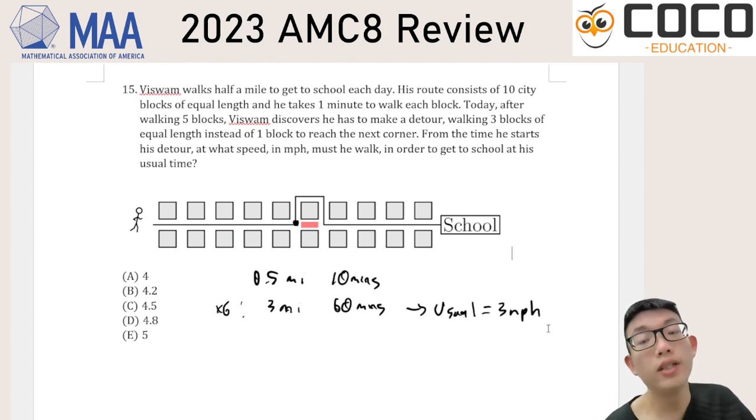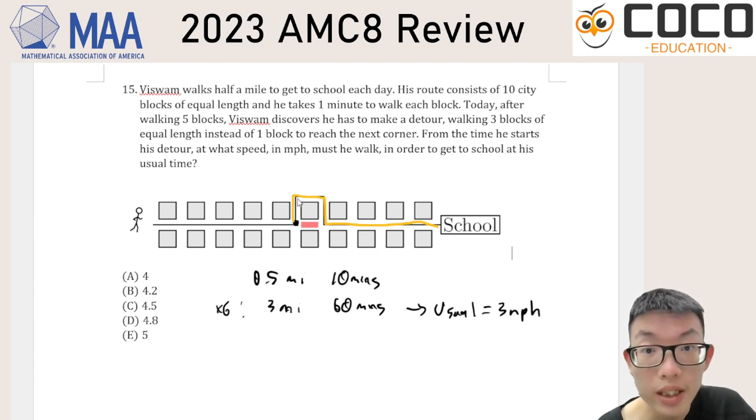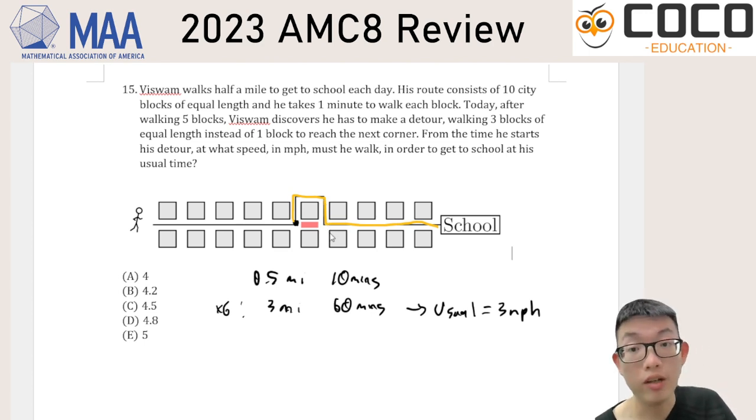Now, he is going to be walking at the usual speed for the first half. So after walking 5 blocks, he discovers he has to make a detour. So we can see that in this path, he has had to make 2 extra lengths, right? Because they are blocks of equal length. And so he had to go 7 units instead of 5 units.